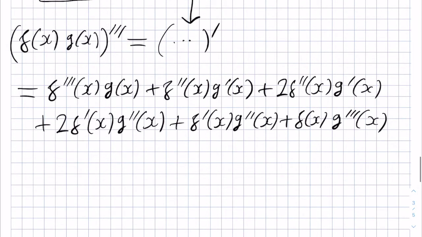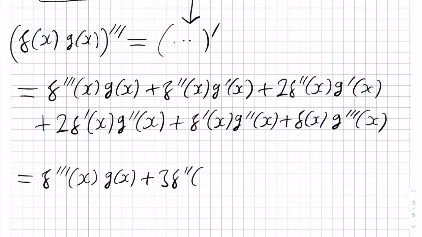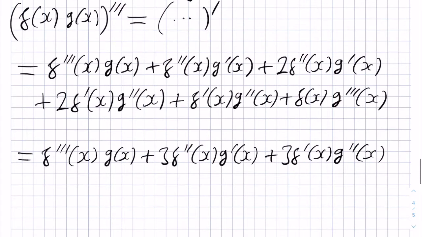And so if we collect these terms together, we will have f triple prime of x, g of x, plus 3f double prime of x, g prime of x, plus 3f single prime with g double prime, and then the last term, which is f of x with g triple prime of x.